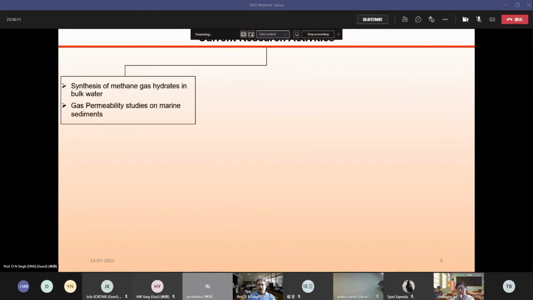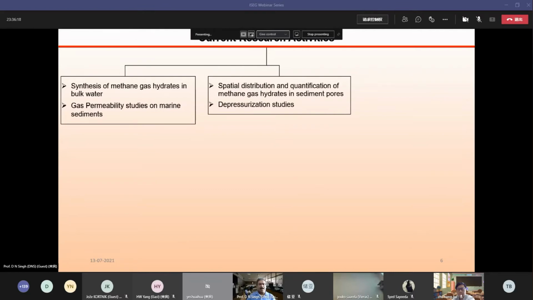So, what is my current research focus? Most of this part I have already discussed. I wanted to synthesize hydrates in my laboratory. It has not happened so far. Once I have synthesized the hydrates, I would love to find out the gas permeability through the hydrates. It's something like when you do a falling head test or constant head test, the same test done on the frozen sediments, what the permeability would be.